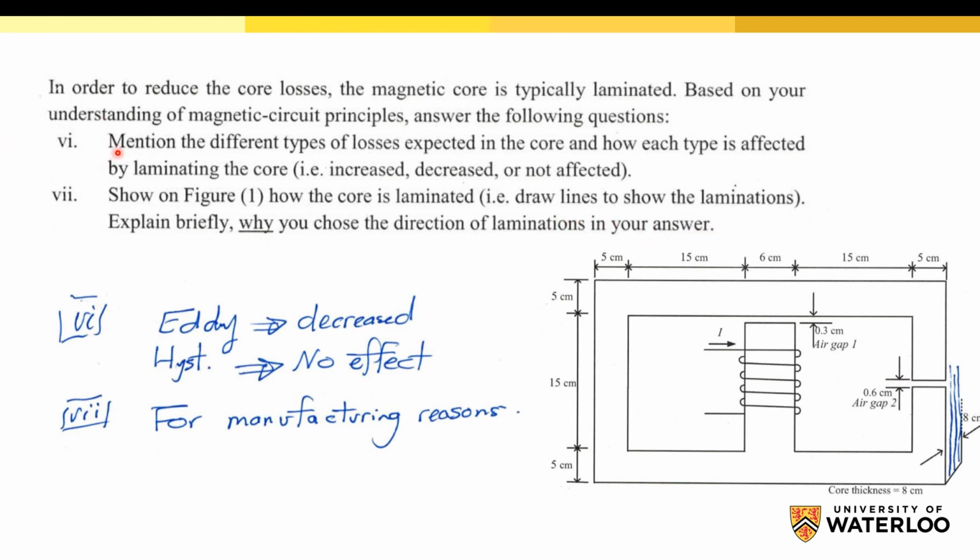So for this part, we have two types of losses, eddy losses and hysteresis losses. And by laminating the core, we are reducing the eddy current, but the hysteresis loss will be the same. For part VII, this is the direction of the lamination, and it's chosen like this for manufacturing reasons, as will be explained in the lecture.